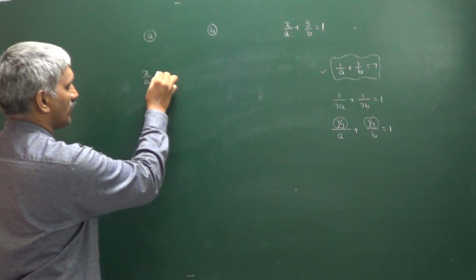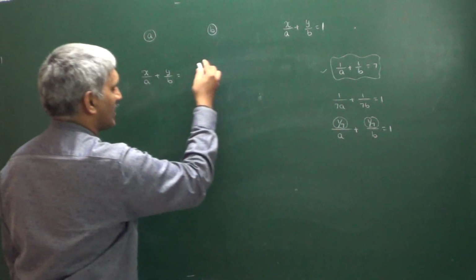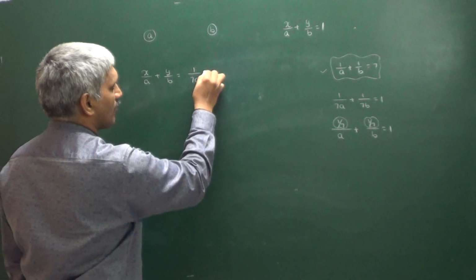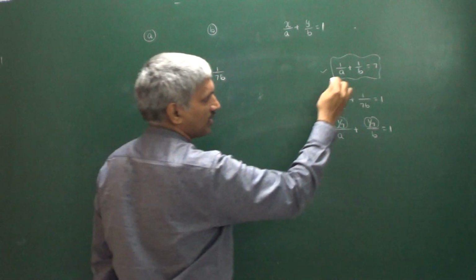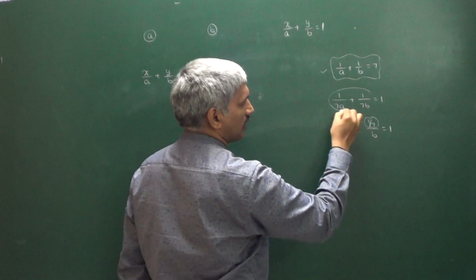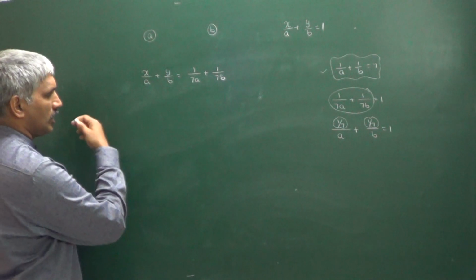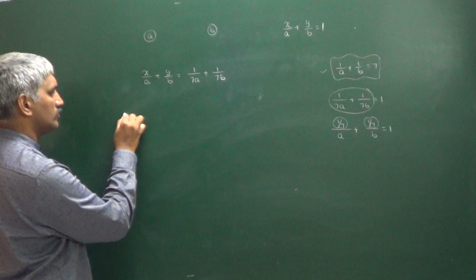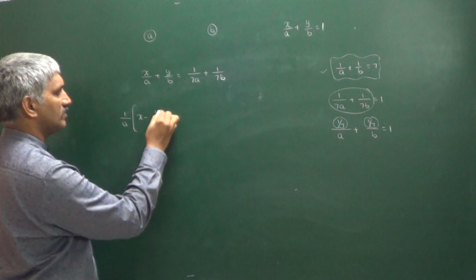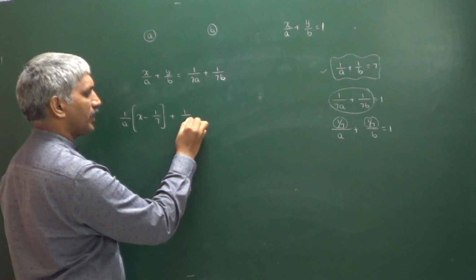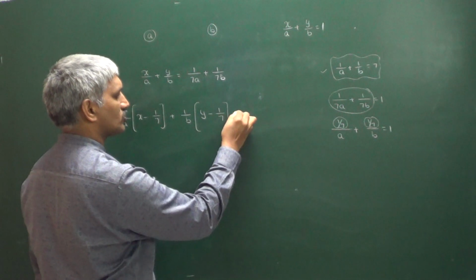Or the same question we can do in another way. x by A plus y by B is equal to 1. In place of 1 what can I write? 1 by 7A plus 1 by 7B. Agree or not? Because here 7 shifted to that side. That's why in place of 1 I wrote 1 by 7a plus 1 by 7b. Now observe here, shift to this side. Then it becomes 1 by a into (x minus 1 by 7) plus 1 by b into (y minus 1 by 7) is equal to 0.